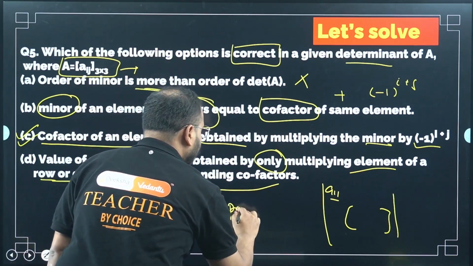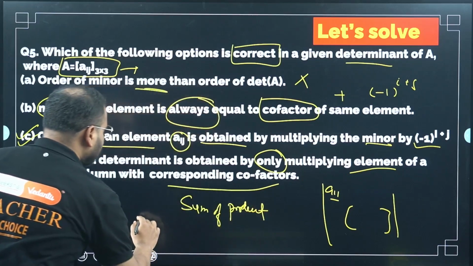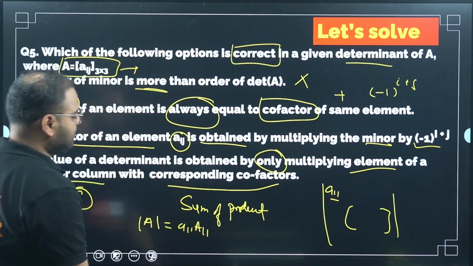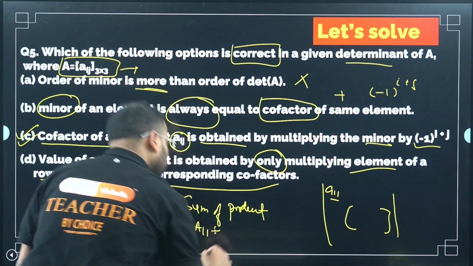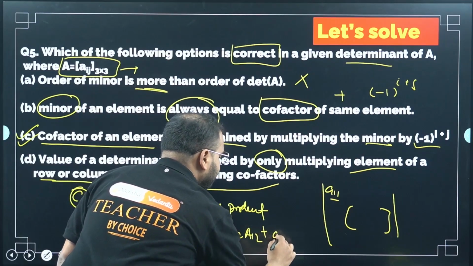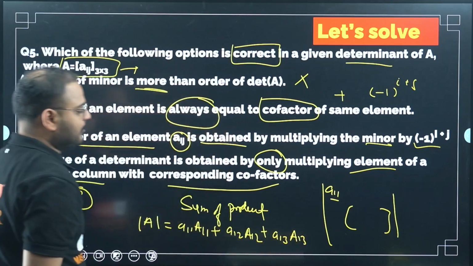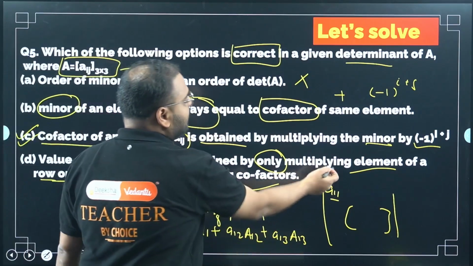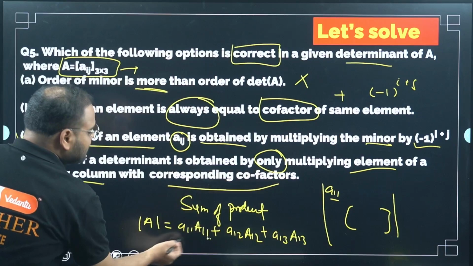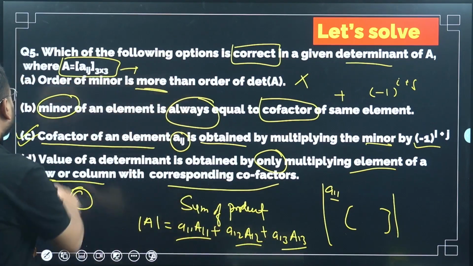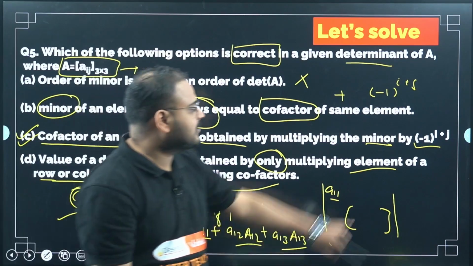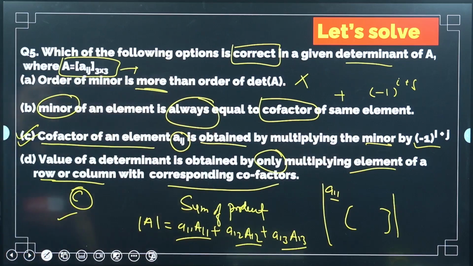What I mean by this is that the determinant of A will look like this: A11 with its cofactor, plus the next element with its cofactor, and so on. The summation of the products has to be there, not only multiplication. So that's why option D is incorrect. So option C is your correct answer. I hope you understood this. To get the cofactor, you multiply the minor with this sign convention, minus 1 to the power i plus j. Let's move on to question number 6.